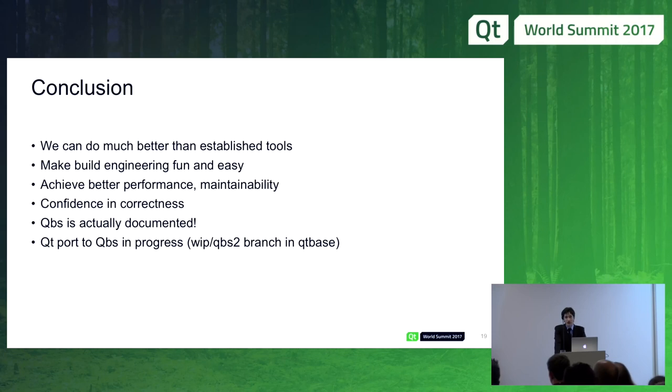We want to make build engineering fun and easy. We want to achieve better performance for our builds and ensure that not only is our code well-architected and maintainable, but our build scripts are as well. We want to be confident that our build tool produces the right output and that incremental builds are just as reliable as clean builds and lightning fast as well. We also want to have comprehensive and complete documentation so that we can actually understand what our build tool is capable of and how to use it to its maximum potential.